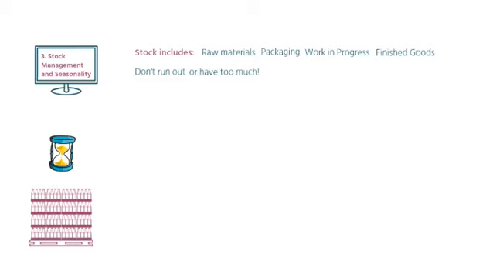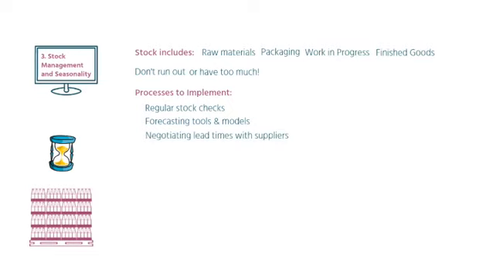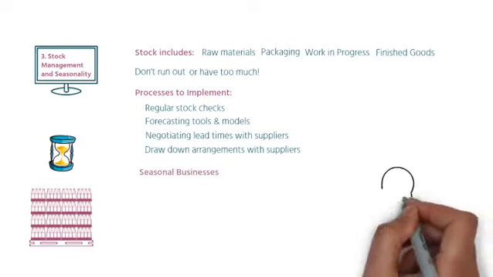In order to stay in control of stock levels and ensure A, you don't run out, and B, you don't have too much, there are processes that you can implement, including regular stock checks. The most common failure in producing meaningful accounts is a failure to measure stock accurately and regularly. Forecasting tools and models to anticipate future sales and manage procurement and purchasing accordingly. Negotiating lead times with suppliers. And finally, drawdown arrangements with suppliers.